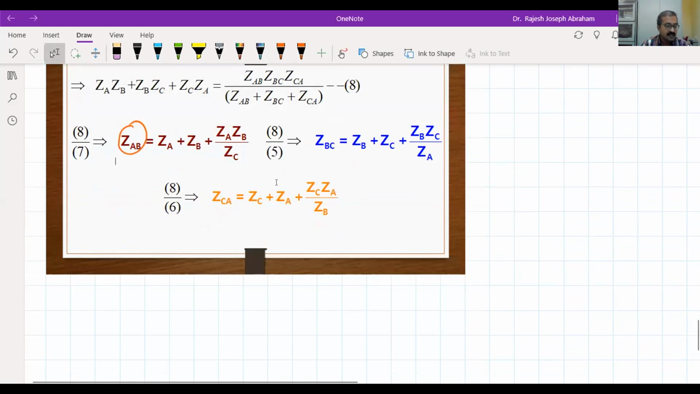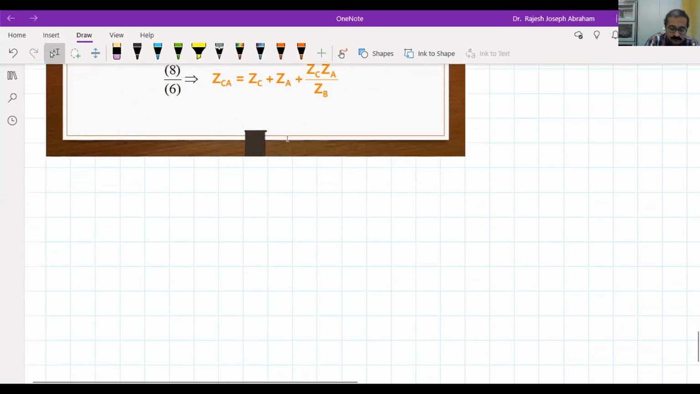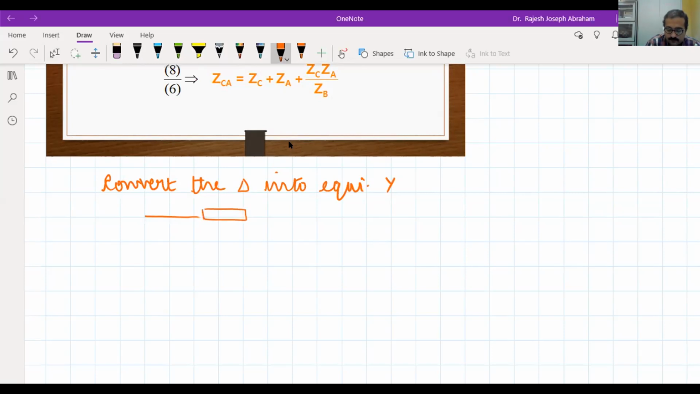Let us take one numerical example. Convert the delta into an equivalent star. You are given a circuit of this kind. This is 2 plus j3 ohms. This is 3 minus j2. And here we have 2 plus j16 ohms.